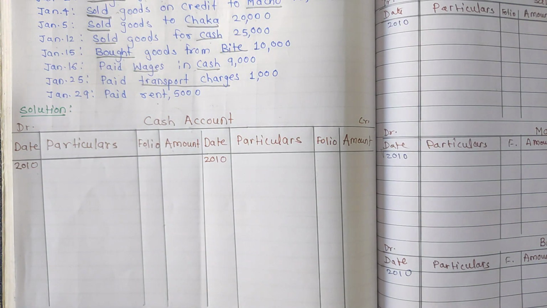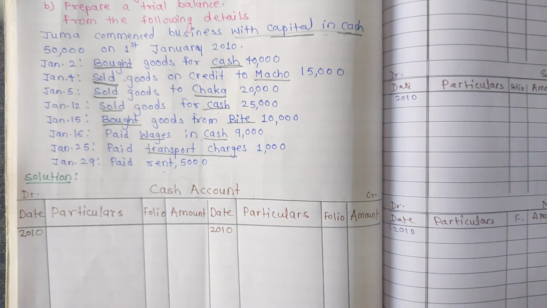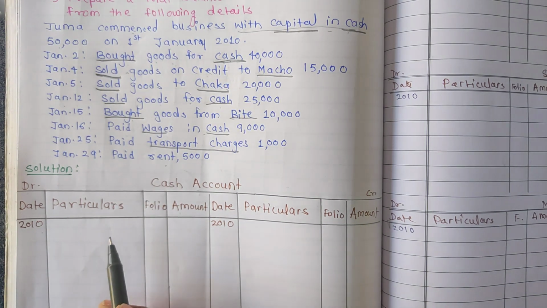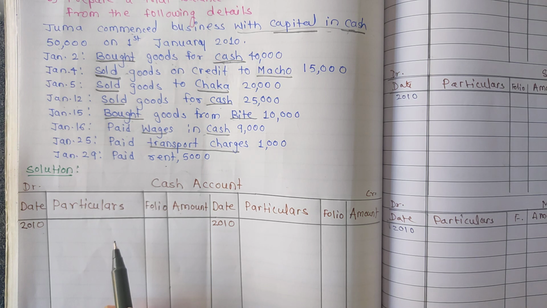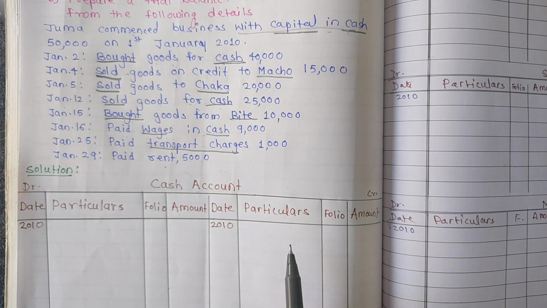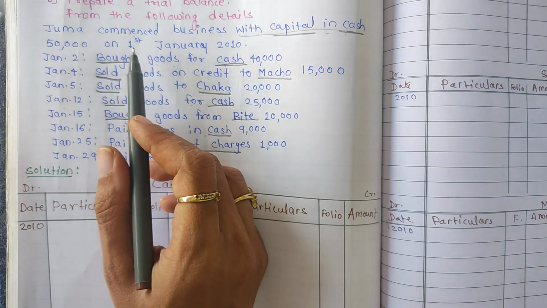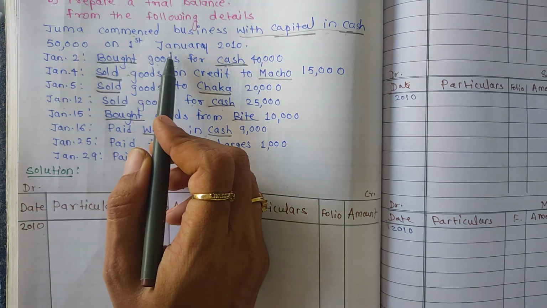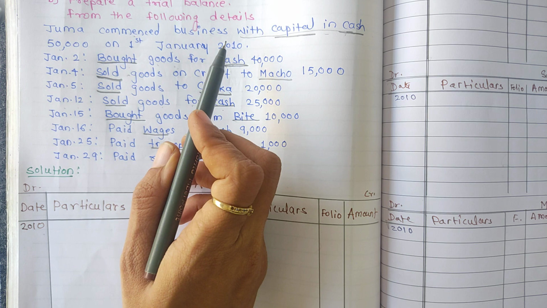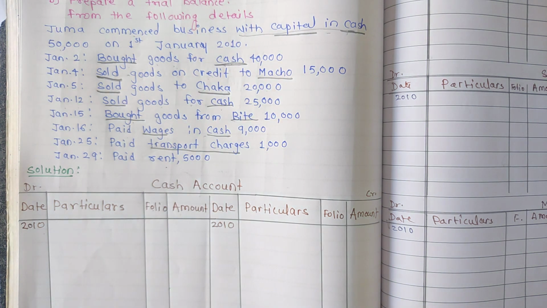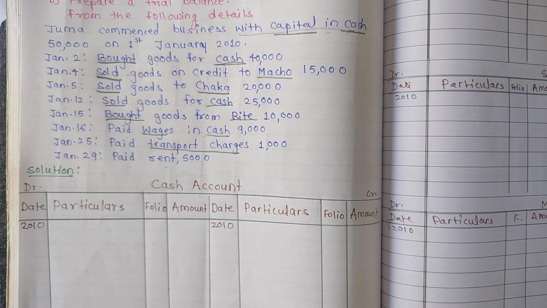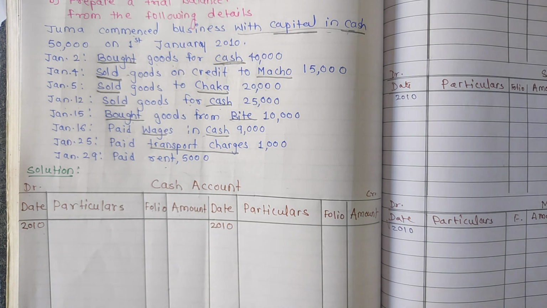Or else you can remember it like this also: when cash is coming in the business, write down on the debit side of the cash account. When cash is going out of the business, write down on the credit side. So in the first transaction, on the 1st January, Juma commenced business with capital in cash. Capital in cash. So we already saw that in this transaction, cash is coming in the business.